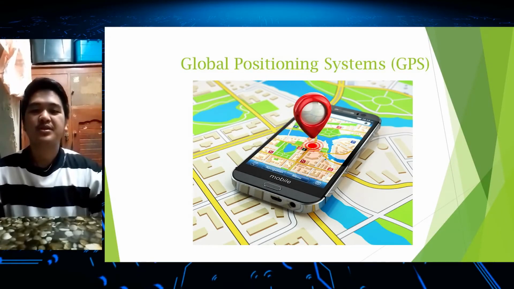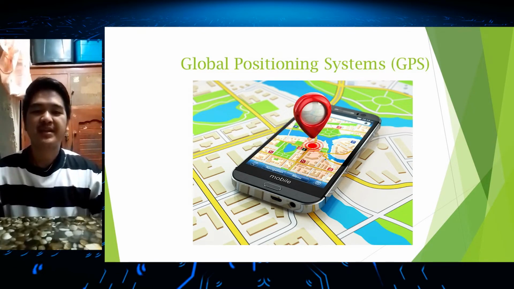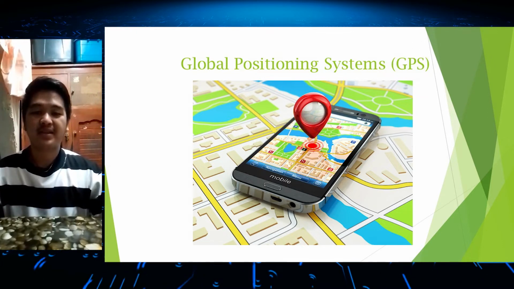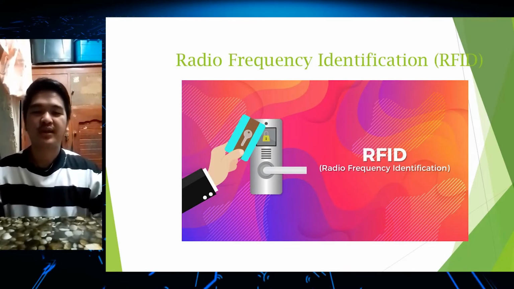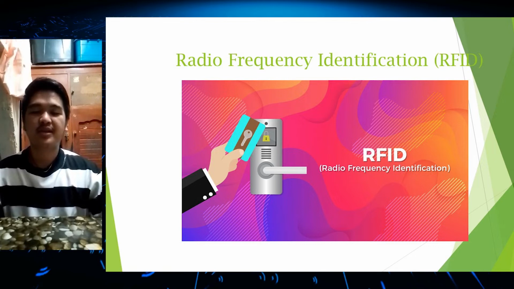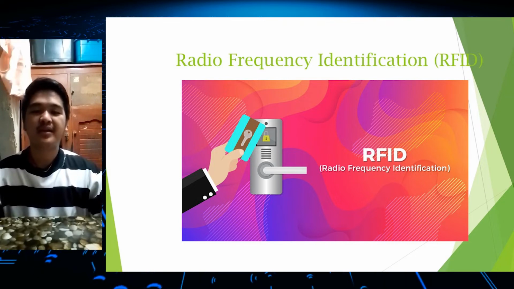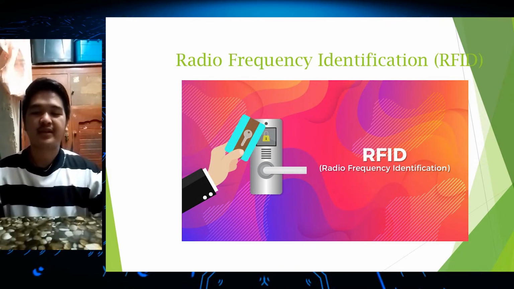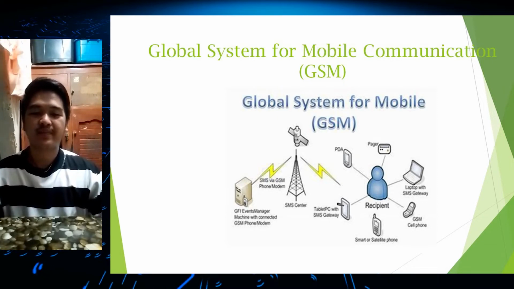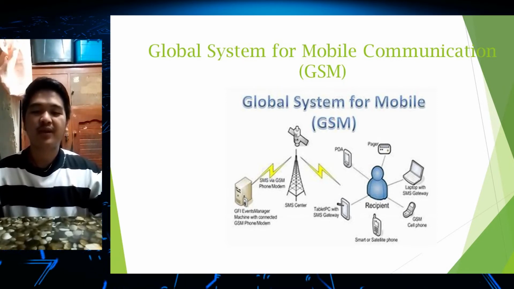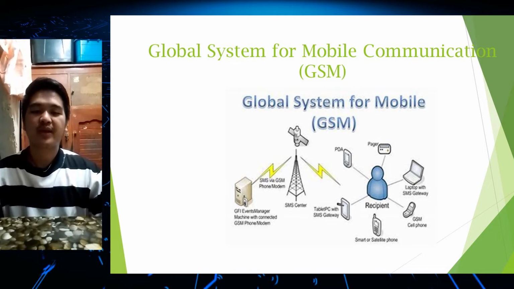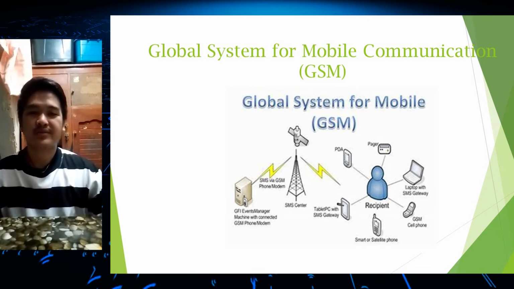1. Global Positioning System or GPS, enabling people to live, move, and interact faster and safer. 2. Radio Frequency Identification or RFID uses electromagnetic fields to automatically identify and track tags attached to objects. 3. Global System for Mobile Communication or GSM is a digital mobile network that is widely used by phone users in Europe and other parts of the world.